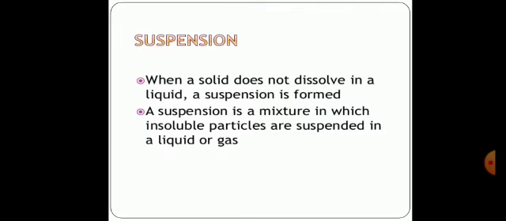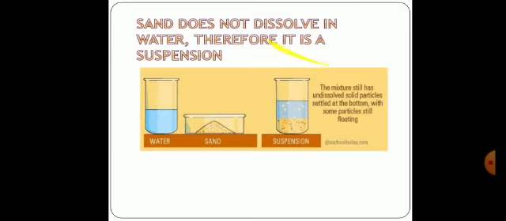Now, what is a suspension? A suspension is a heterogeneous mixture having different composition. When a solid does not dissolve in a liquid, a suspension is formed. A suspension is a mixture in which the insoluble particles are suspended in a liquid or gas. When we put sand in water, the particles do not dissolve but are suspended in the liquid, so it is called a suspension.